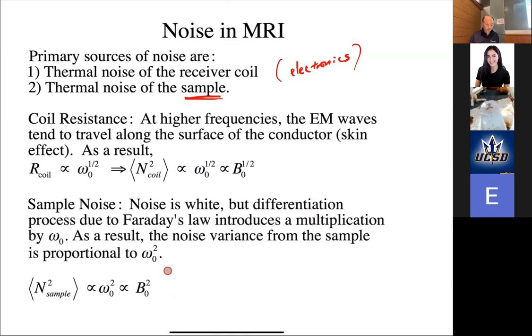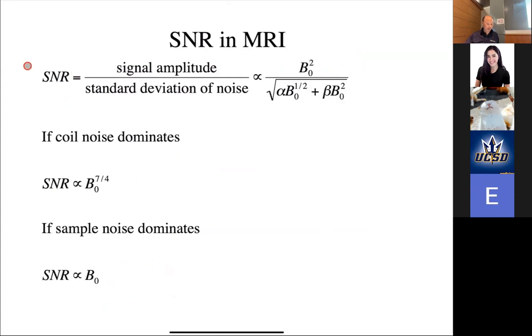So if we look at the SNR in MRI, you've got this B naught squared term, and then you have the standard deviation of the noise, so the square root of this term. And if sample noise dominates, which is what you want, you get that the SNR is proportional to B naught, which we talked about before, and now we're providing a little more depth into that. So this B naught SNR curve is basically linear, to first order. And therefore, that's why people have been building bigger and bigger magnets, to get into this higher SNR regime.